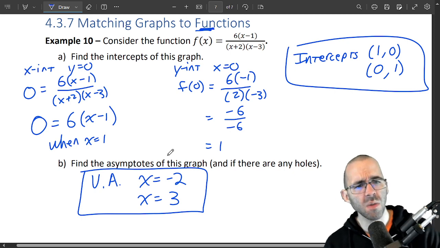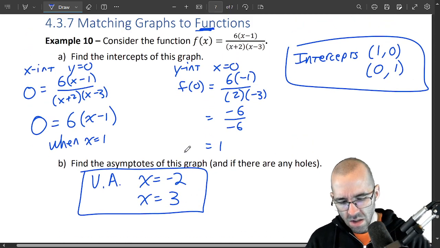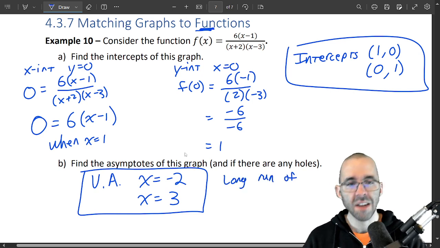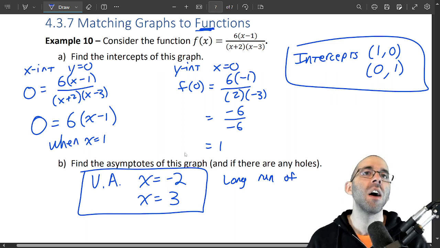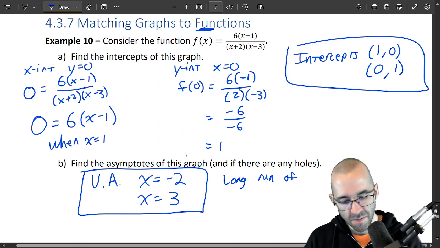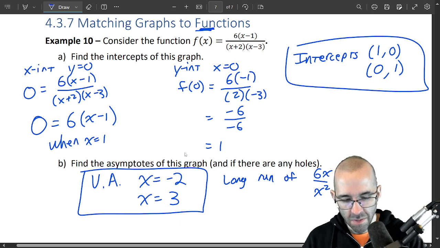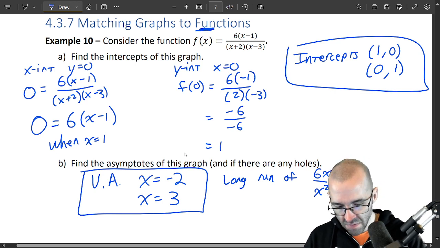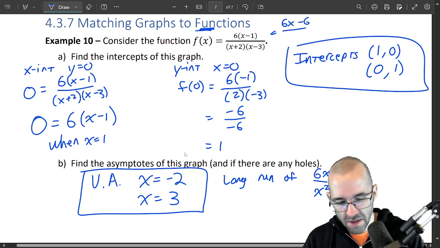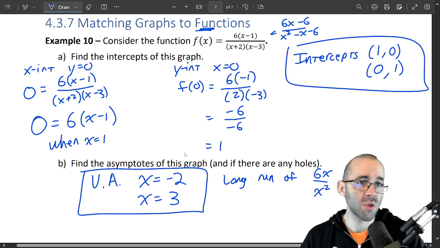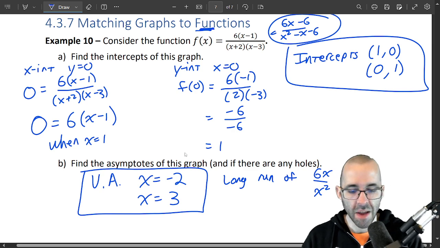What about horizontal asymptotes? Well, we need the long run behavior to answer that question. Specifically, we need the long run behavior of the ratio of leading terms. The leading term on the top is a 6x, and the leading term on the bottom is an x squared. Again, we just have to look at the biggest terms. Or you can distribute this and FOIL out the bottom. Okay, and that's another way of finding those leading terms. There's a shortcut. This is the safe, longer method.